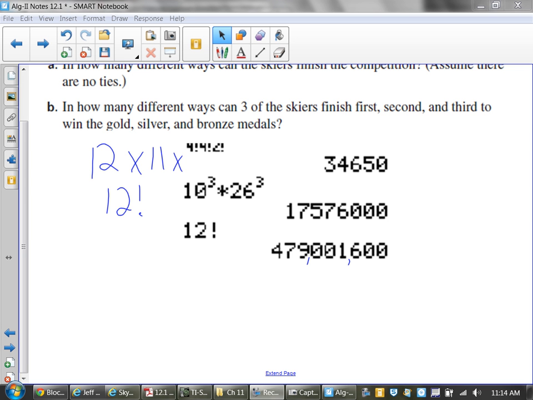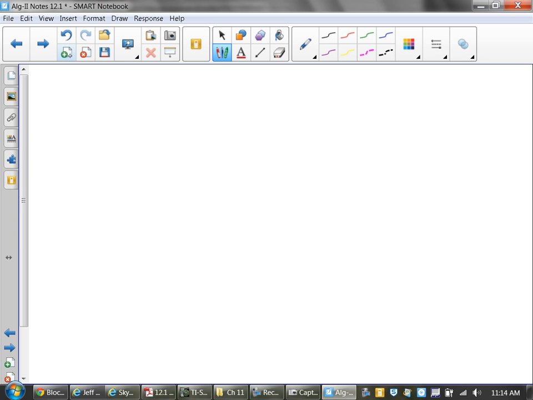Now, the weird part of this comes in now is how do you pick the top 3 finishers? You don't. You let somebody else do it. So if you have 12 people, to start the race, how many different ways can you get 3 people to be the top finishers? Well, how many spots do you have for the 3 winners? You have 3 spots. How many different ways can you put them in the first spot? There's 12. How many are next? 11.